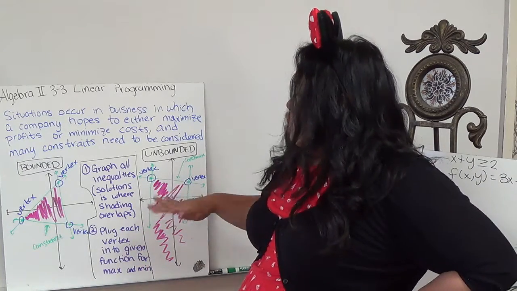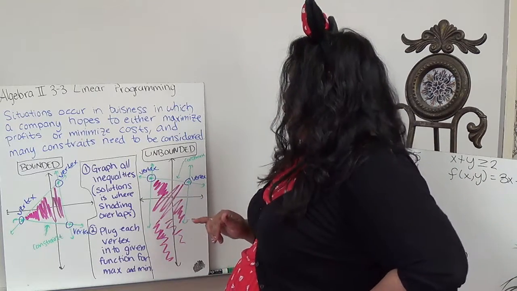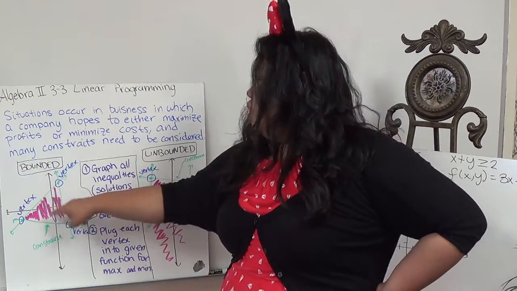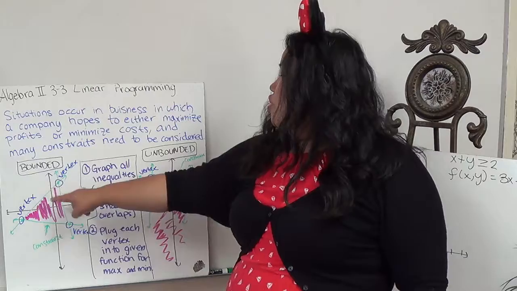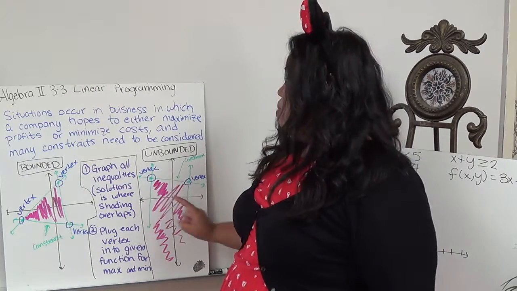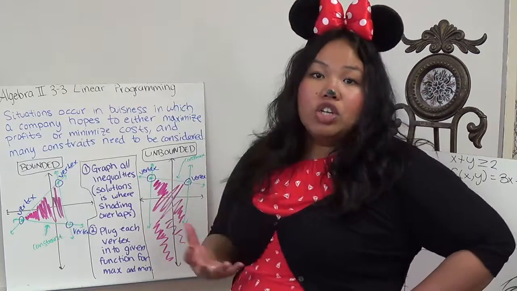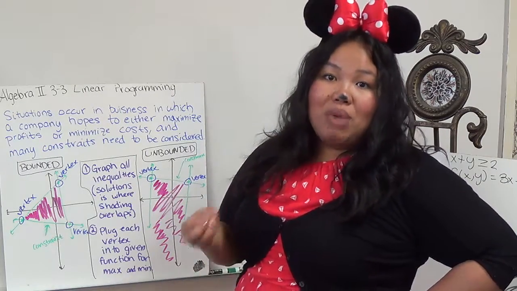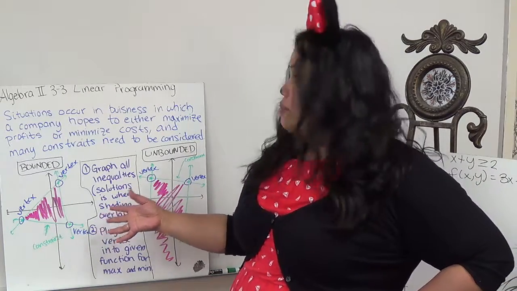Our steps are: you graph all the inequalities, and the solution is where the shading overlaps. So this would be the solution. Then you're going to find the vertices. Some will only have 2 for the unbounded, this one will have 3, and then they give you a function to plug them into. This is when you find the minimum and the maximum value for that information, right?